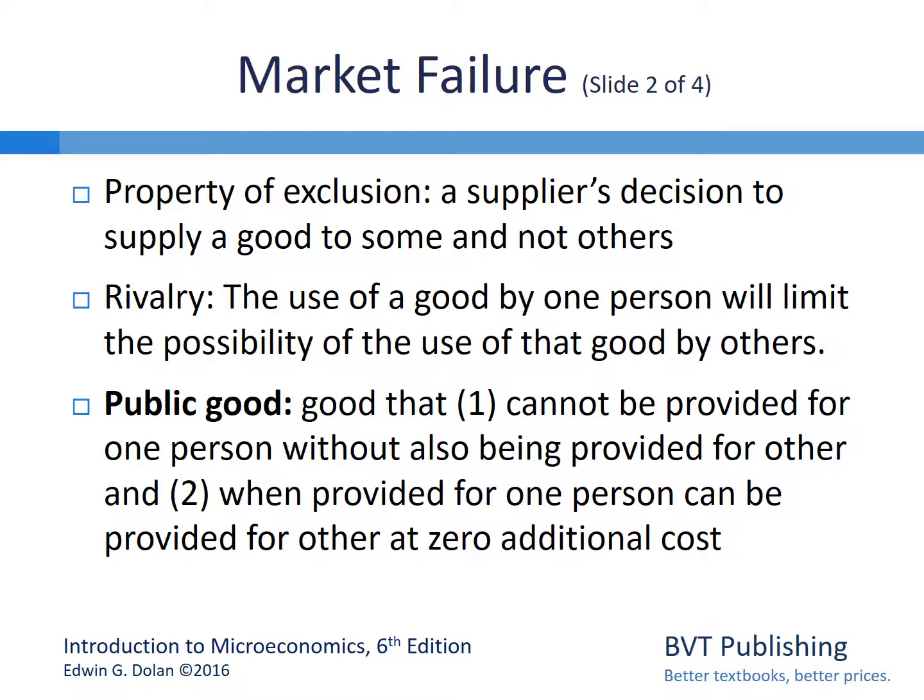Another market failure happens when private industry won't create products that society needs. And when this happens, lots of times the government will step in and create a public good. The reason this happens is because whatever this good is, it can't be given to one person without also being provided to another. And when it's provided to another person, it can be provided to somebody else for no more cost. The best example I can think of for this is national defense in the United States.